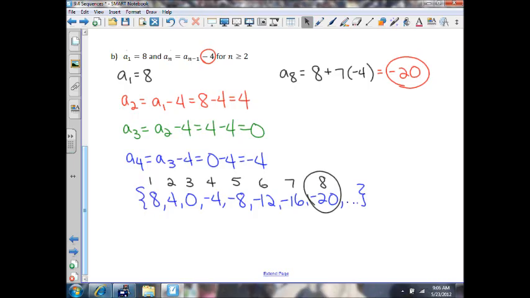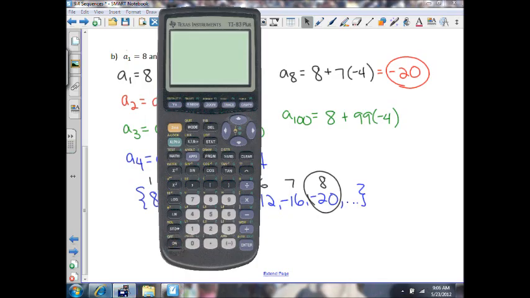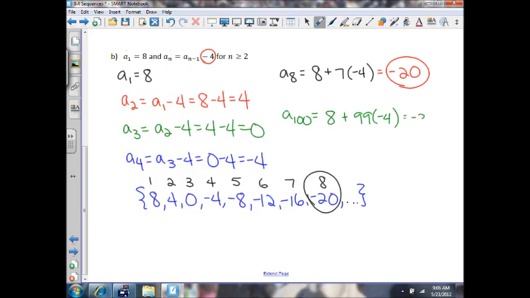Now, finding it recursively is a heck of a lot easier than listing all the numbers, especially if you have to find the 100th term. So my 100th term will be 8 plus 99 times negative 4. So when you do that in your calculator, 8 plus 99 times a negative 4, we get a negative 388. I don't know about you, but I really don't want to write out this sequence 100 times. It'd be a lot of waste of my time.